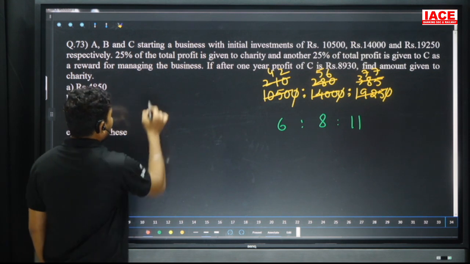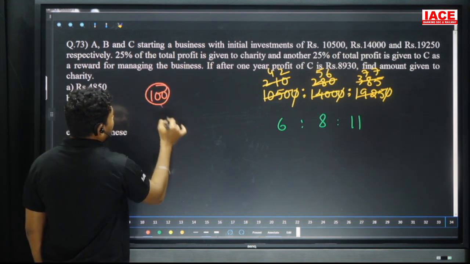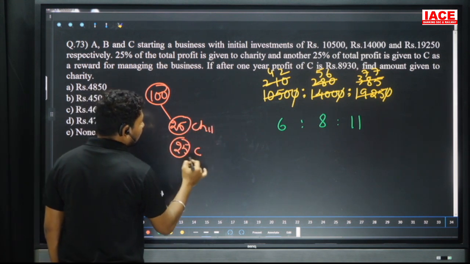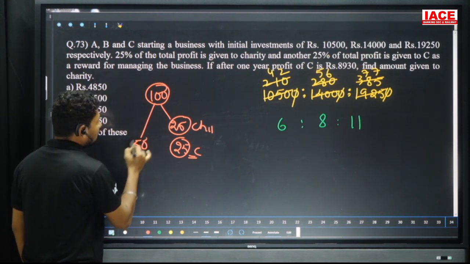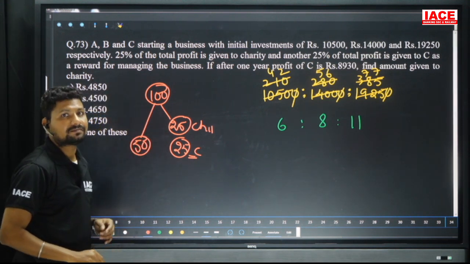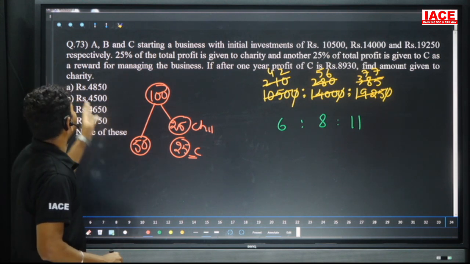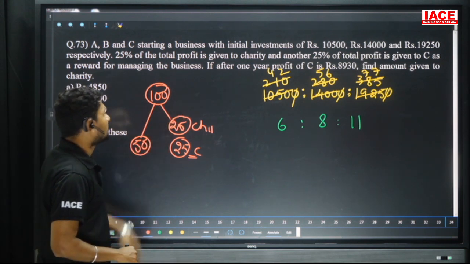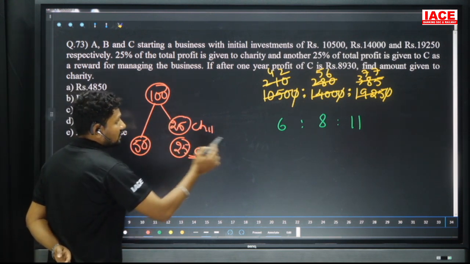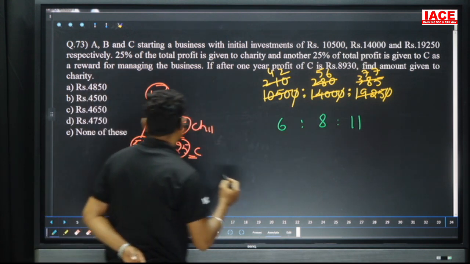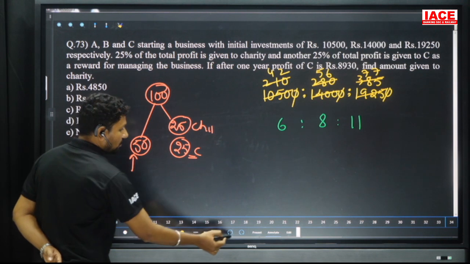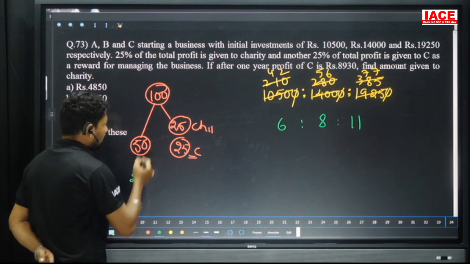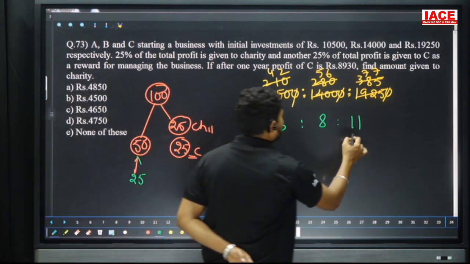And coming to the question, take the total profit as, for example, 100. In this, 25% goes to charity and 25 rupees goes to C for managing the business, and the remaining is how much? 50. This 50 is shared among all the members. Find the amount given to charity. How much rupees is given to charity? But C's value is clearly mentioned. So 6 plus 8 is 14, 14 plus 11 is 25. 25 parts is equal to 50 rupees, and 11 parts is equal to 22.